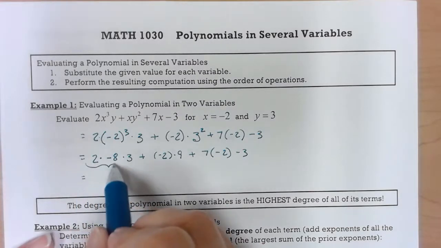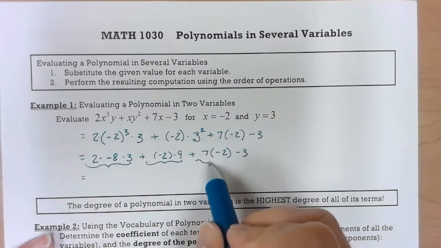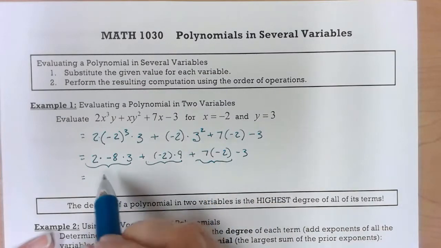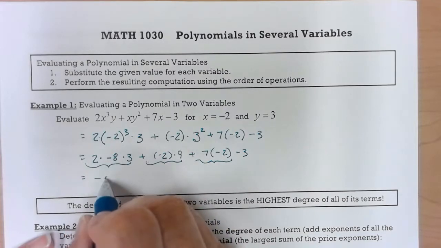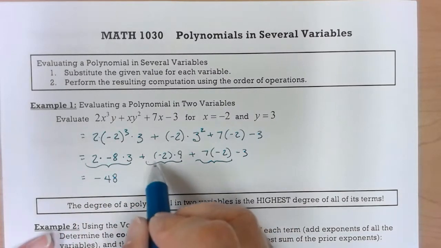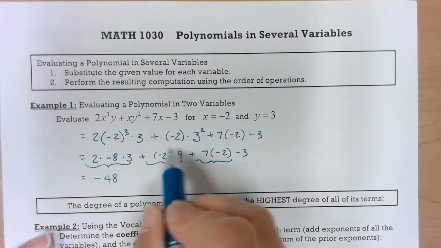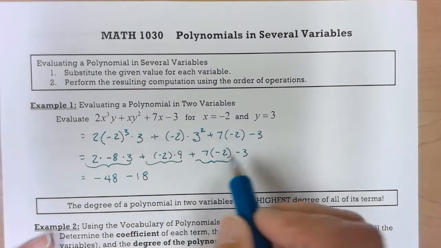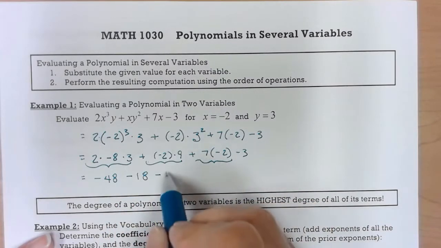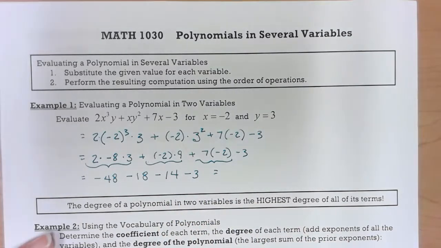So I've got multiplication here, I've got multiplication here, and here. So I've got 2 times -8 would be a -16, times 3 would be a -48. This, I'm going to have a positive, so whatever sign I end up with, this will be the one that I need, so that'll be a -18. That'll give me a -14 minus 3.